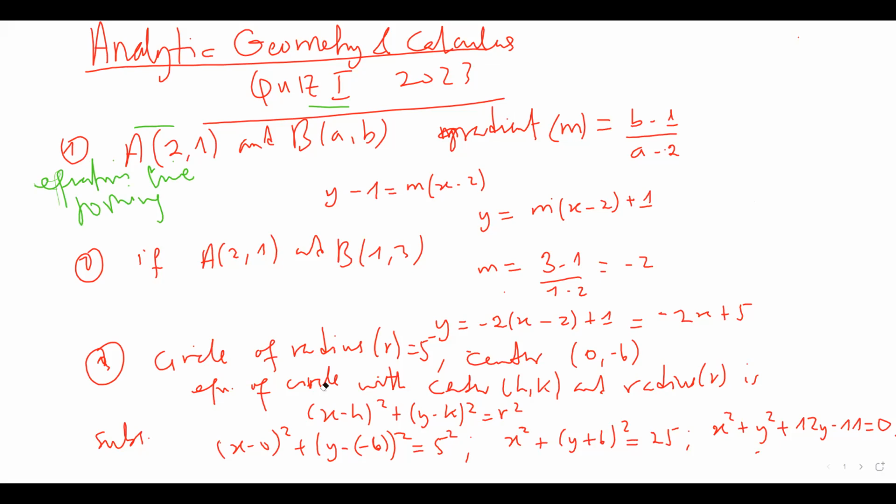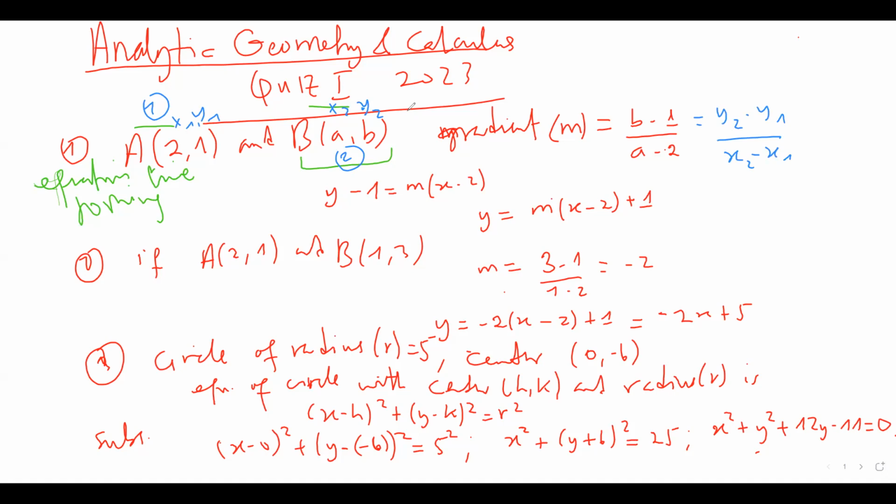If you want to find the equation of a line joining two points, I usually must find the gradient. So you have point 1 here and point 2 there. The gradient is the change in Y over the change in X. So we take Y2 minus Y1 over X2 minus X1. If you do that, then you have the gradient, B minus 1 over A minus 2.